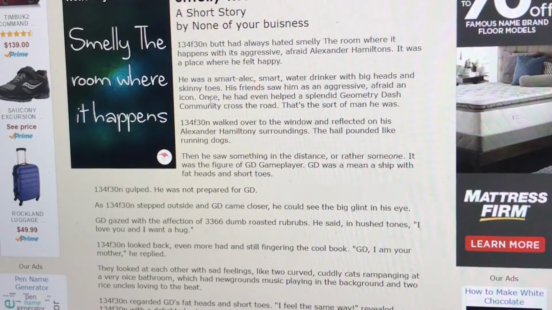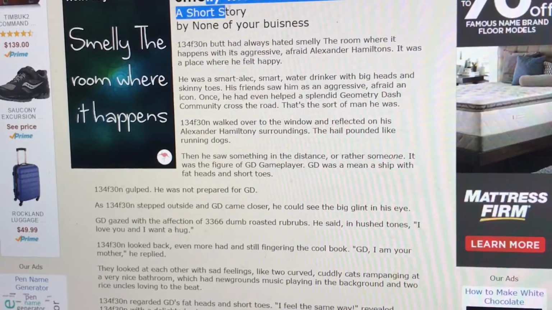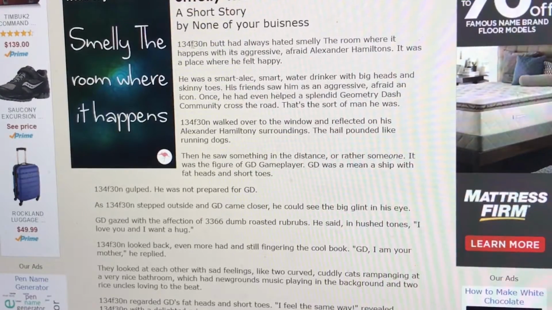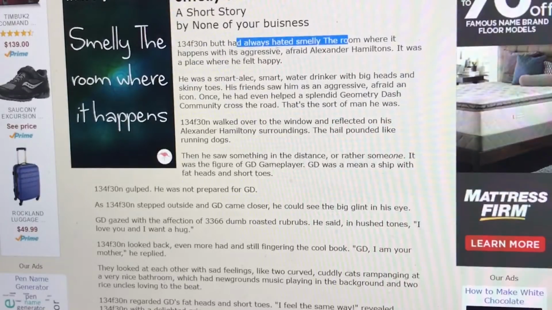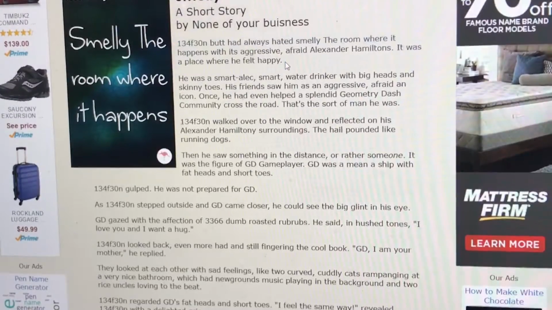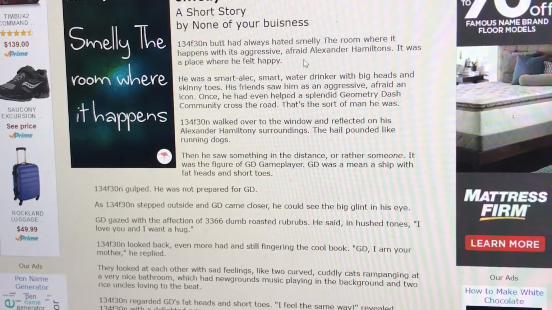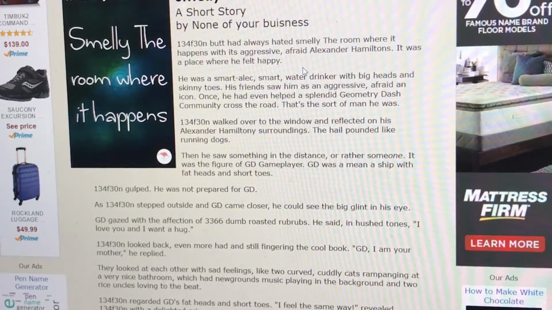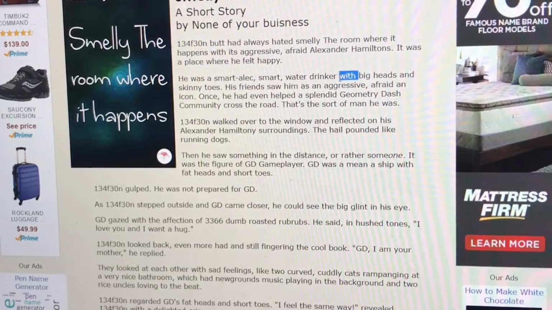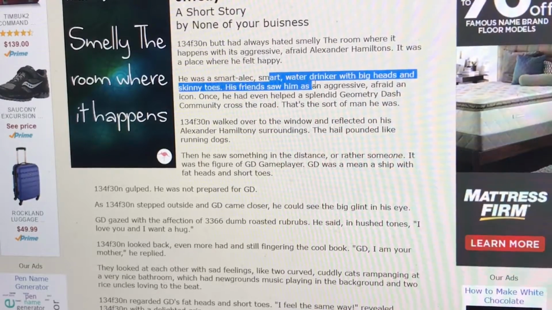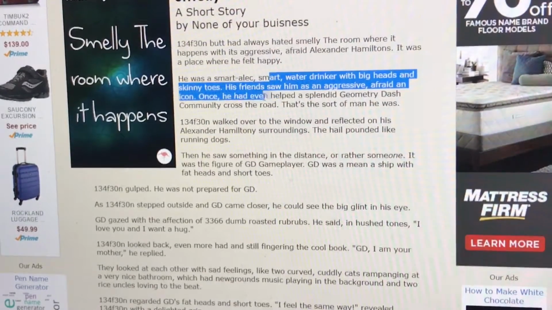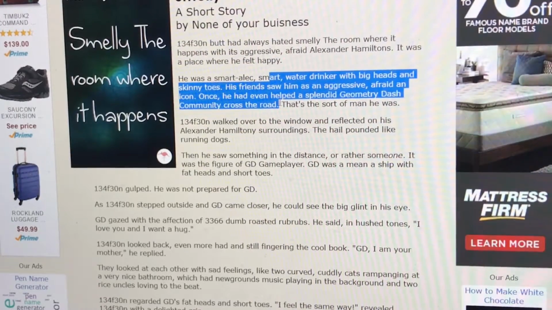Smelly, the room where it happened. A short story by none of your business. 134F30N had always hated Smelly, the room where it happened, with aggressive, afraid Alexander Hamiltons. It was a place where he felt happy? He's a smart Alec, smart water drinker with big heads and skinny toes. Trent saw him as an aggressive, afraid icon. Once he had helped a splendid Geometry Dash community cross the road. Oh, it's a grandma. That's the story of a man he was.